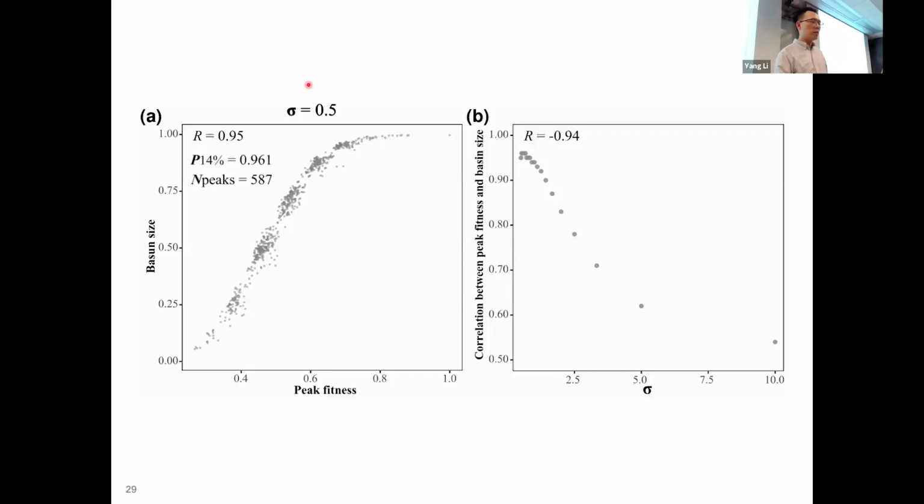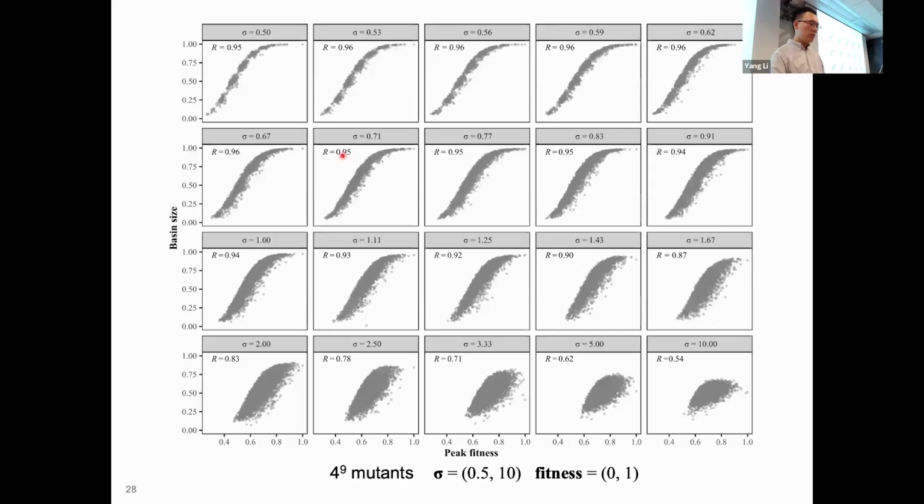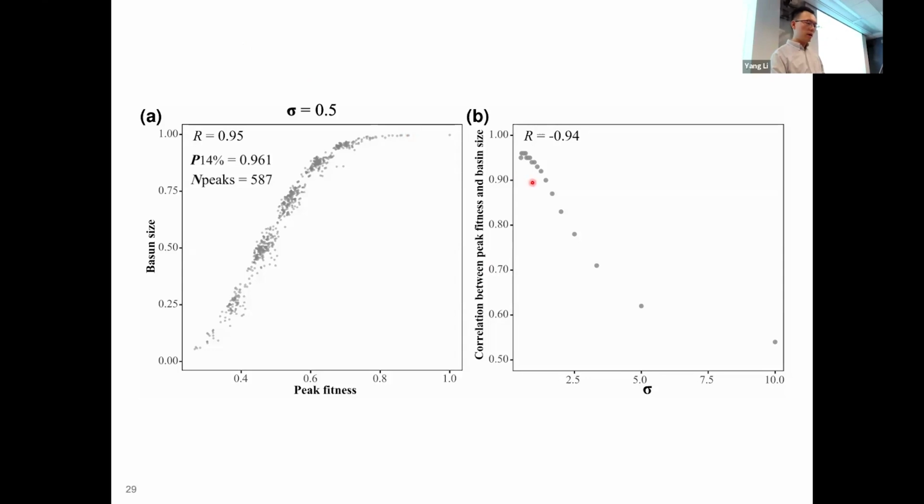The next is an example where the x-axis is delta, and the y-axis is the correlation value between the peak's fitness and basin size. We found this negative correlation. As delta increases, the probability of reaching a high peak declines, and the correlation between the peak fitness and basin size also declines. It declines a lot as the landscape approaches highly rugged.